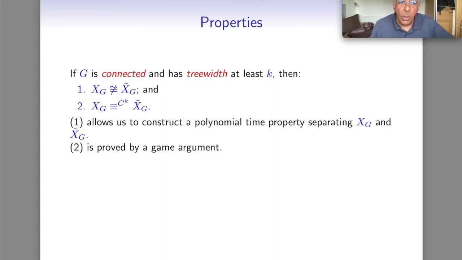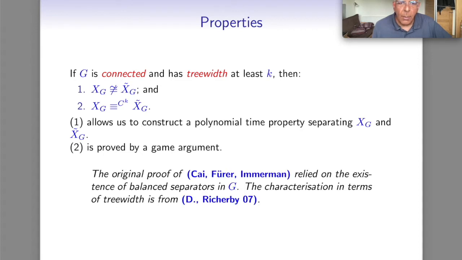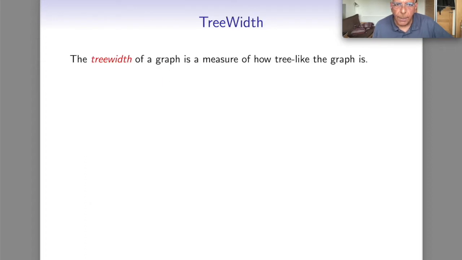And for this, we do this by a game argument, that is, we show that on XG and this X tilde G, in the k-pebble bijection game, duplicator has a winning strategy. And I will give you an outline now of what that winning strategy looks like. Before we do that, we will look briefly at what TreeWidth is and how it's used in the game characterization.